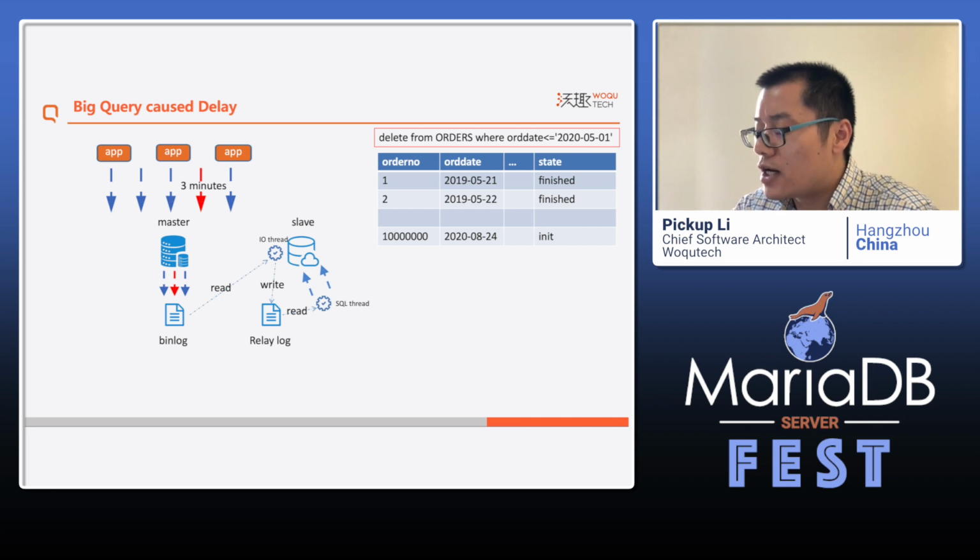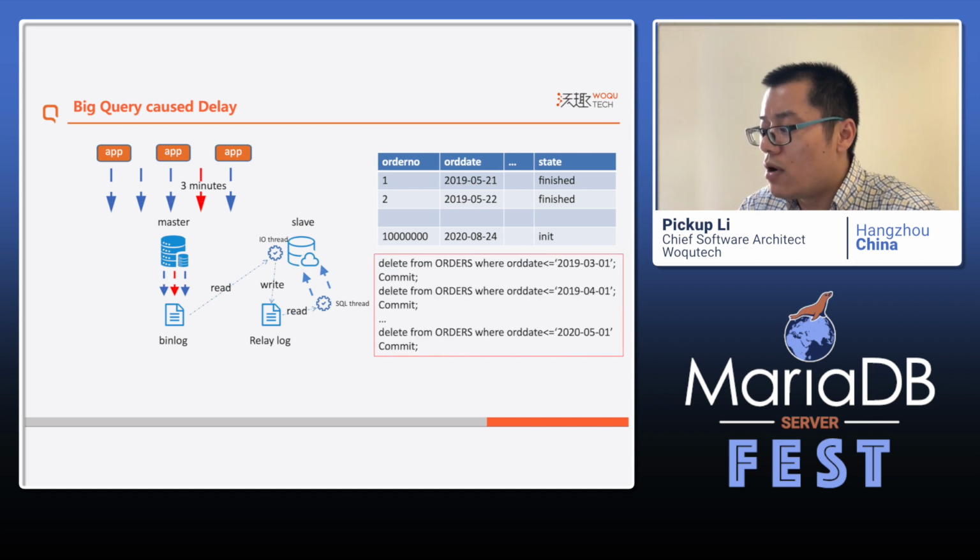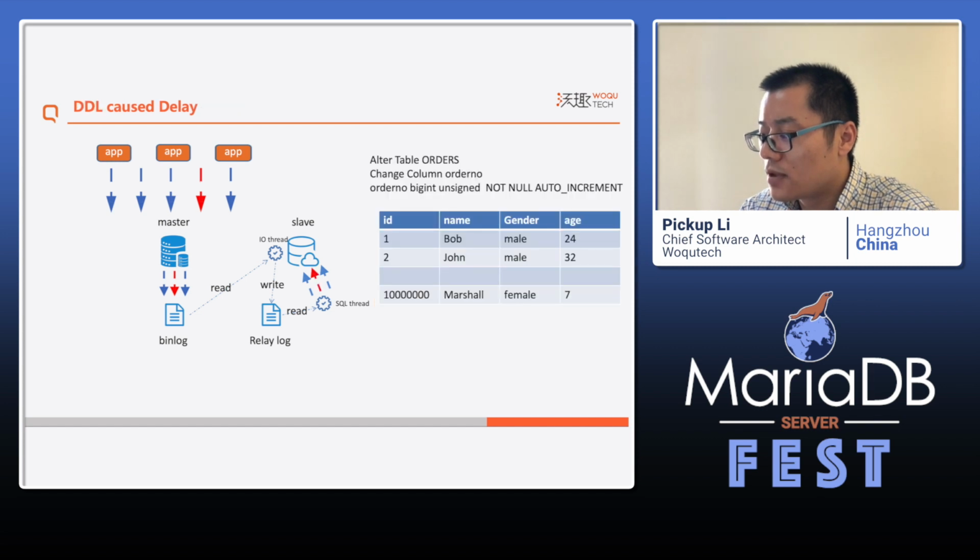We can change the application to delete only 1,000 rows in a transaction and loop 100 times. This solution will reduce the lock time on the master. Developers would love to change the application. But for DDL, it's not so simple.